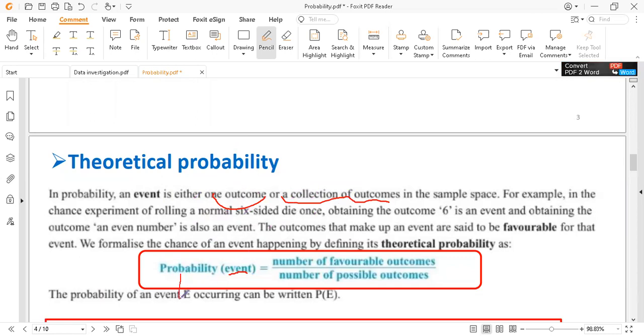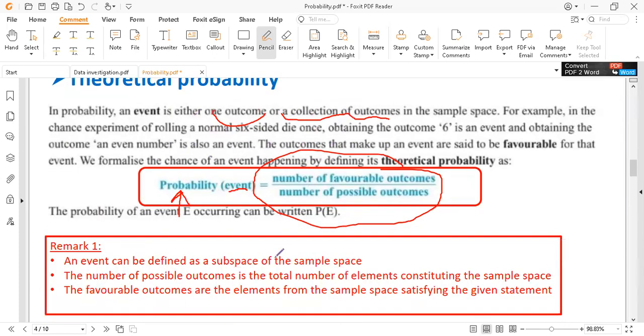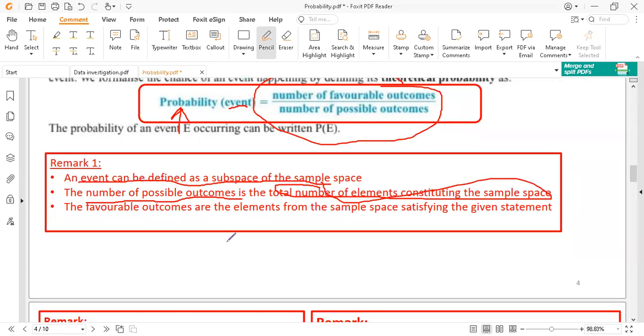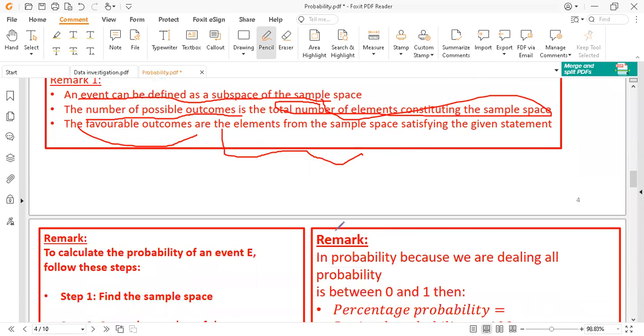Okay, so normally when we want to compute a probability, we should use this rule. It is the quotient of the number of favorable outcomes over the number of possible outcomes. Okay, so as I said before, an event can be defined as a subset of the sample space, and the number of possible outcomes is the total number of elements constituting the sample space. So normally the cardinal, the number of elements of our sample space, and the favorable outcomes are the elements that verify our statement or our event.